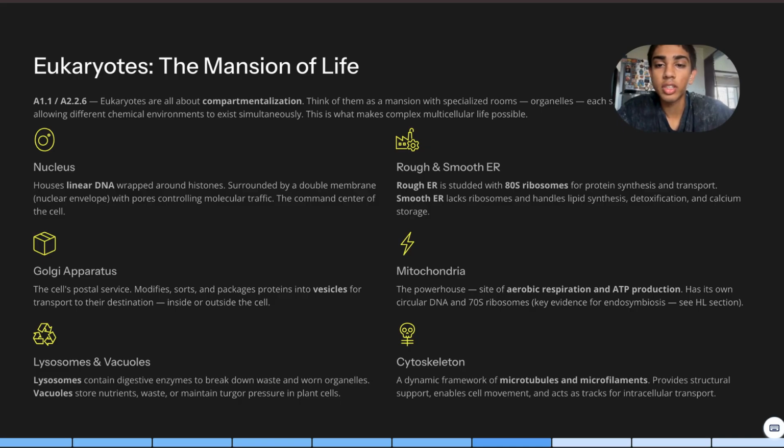Summarizing the major architectural differences for your notes: prokaryotes have naked circular DNA in a nucleoid, smaller 70S ribosomes, and no internal compartments, typically measuring small at 1 to 5 micrometers. Eukaryotes have protein-bound linear DNA inside a nucleus, larger 80S ribosomes, and distinct membrane-bound compartments, typically measuring much larger at 10 to 100 micrometers.